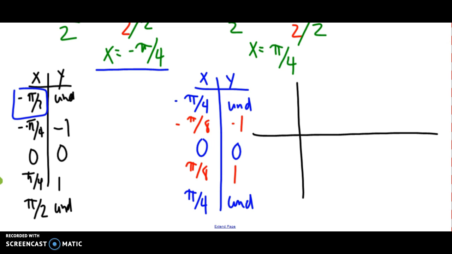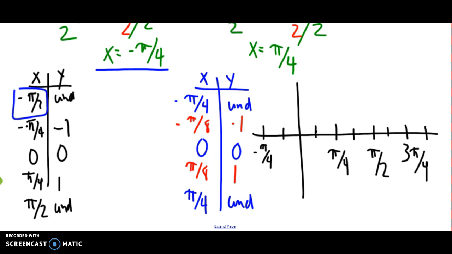Okay? Alright, so here's negative pi over 4. There's negative pi over 8. There's 0. Positive pi over 8. Positive pi over 4. Okay, I can continue on. That would be 3 pi over 8. Then we have pi over 2. 5 pi over 8. Excuse me, 3 pi over 4. 7 pi over 8. And then just pi again.